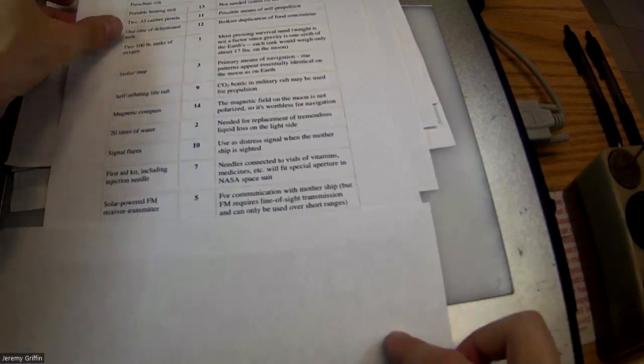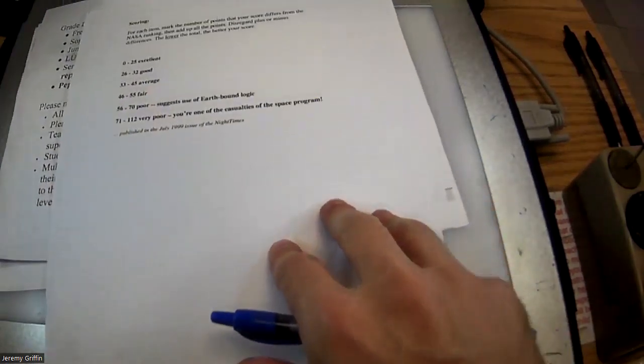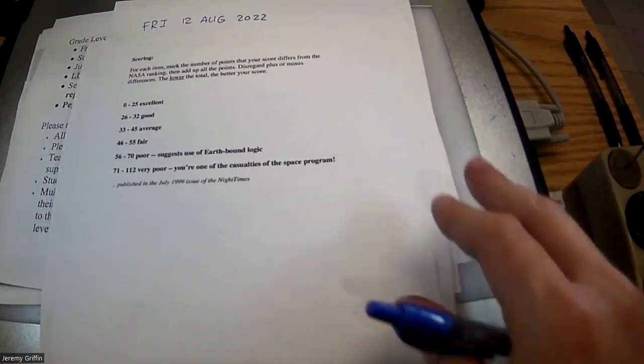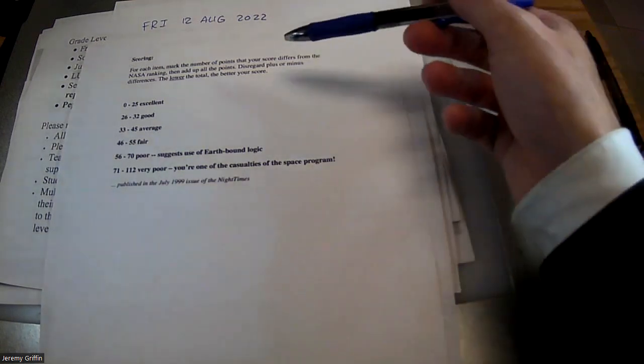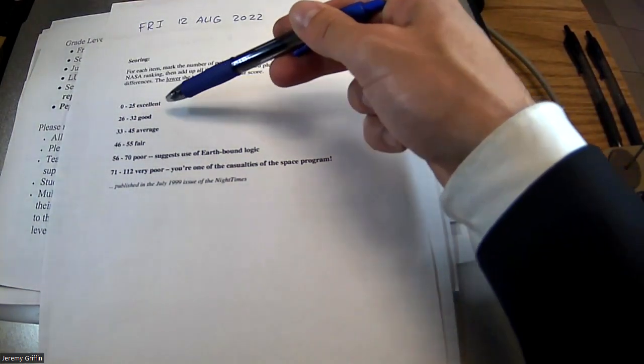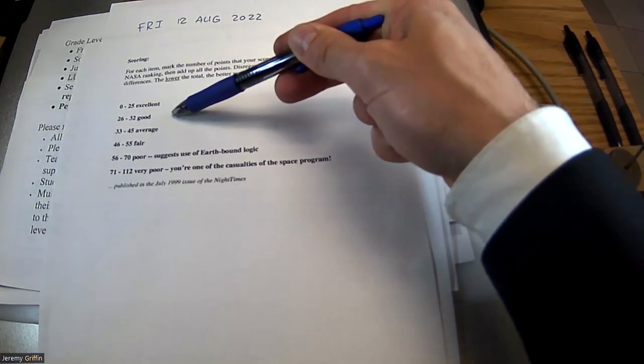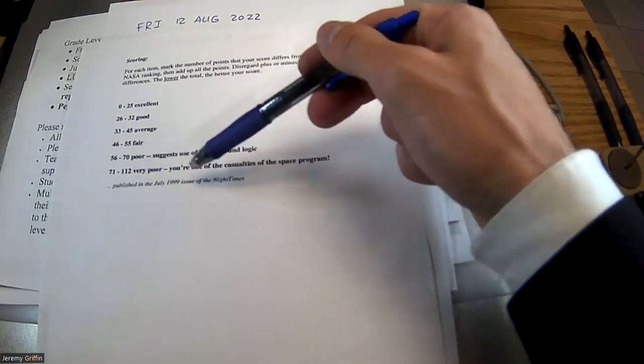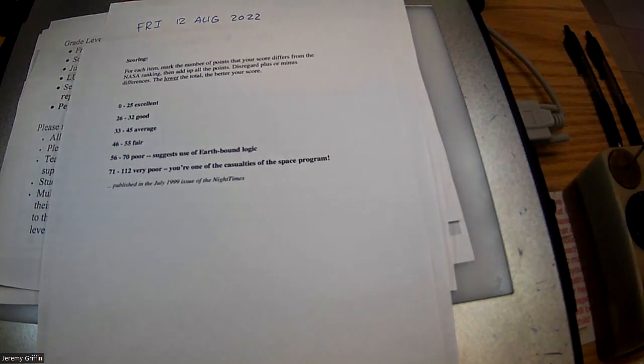I'm so sorry, guys. We only got 30 seconds of class, but at least I'll show you here. Find all the differences between yours and the key, add up the differences, and here's the scoring key. 0 to 25 is really hard to do. That's excellent. 32 is good. 33 to 45 is average, and so on. So there you go. You can find your score.